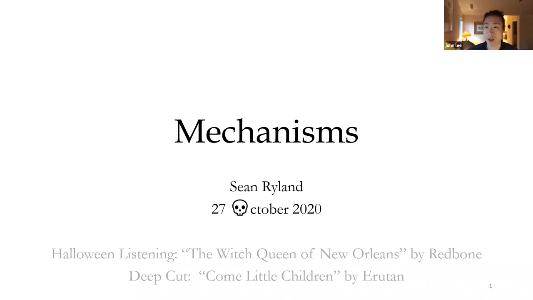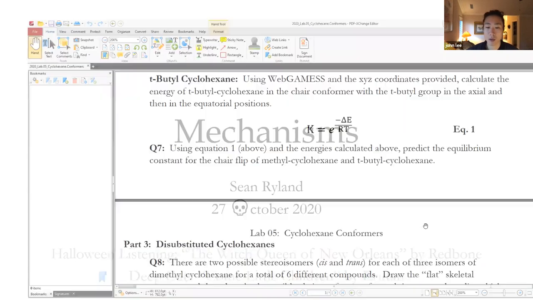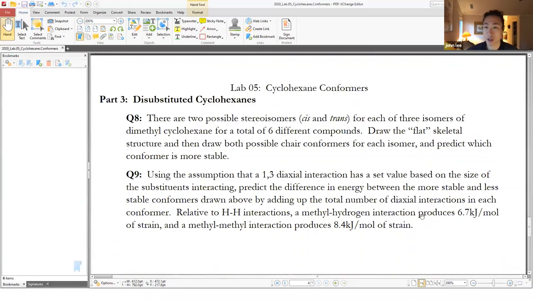Sean, I have a quick question about the lab. For number 8, I think that's the problem where you draw all the conformers. You want 12 drawings, right? Yep.